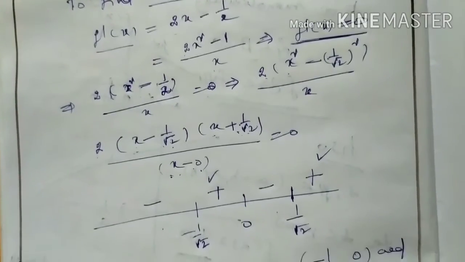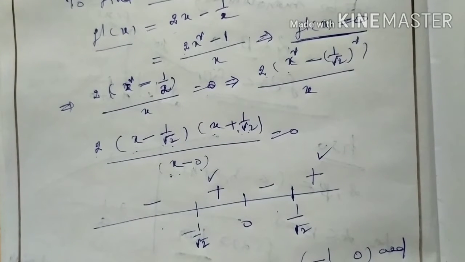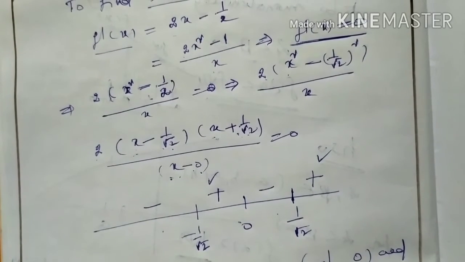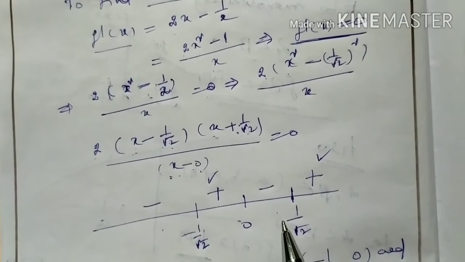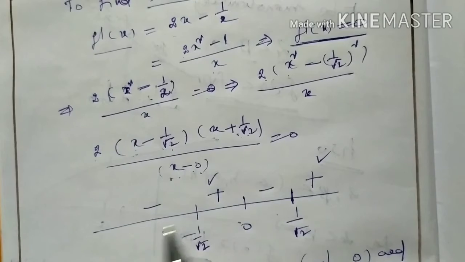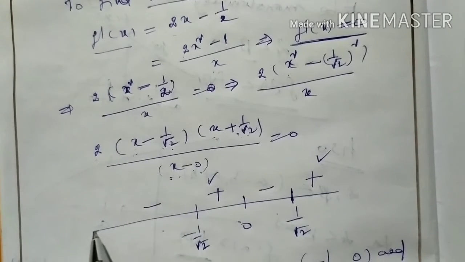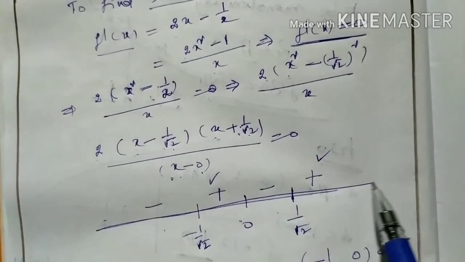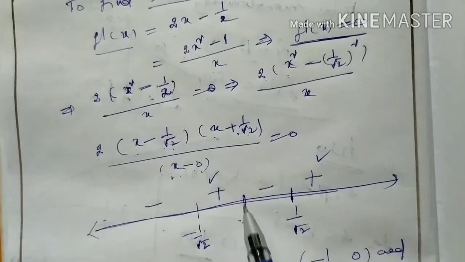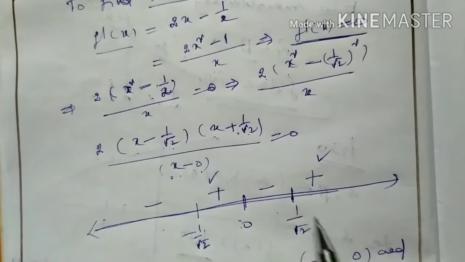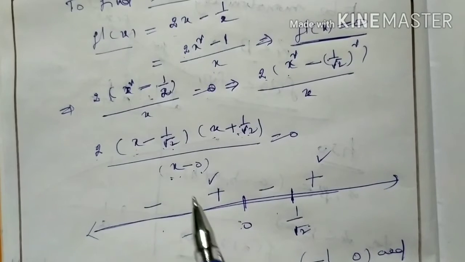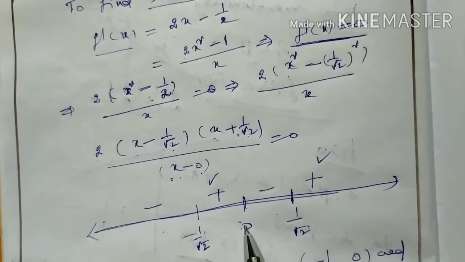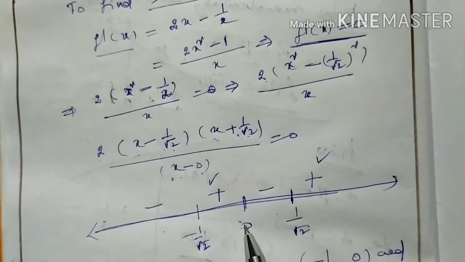By the sign scheme, we can find in which interval the function is increasing and in which interval the function is decreasing. We have to draw a number line with roots 1 by root 2 and minus 1 by root 2, and x equal to 0.